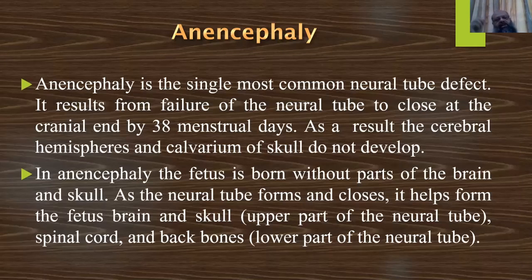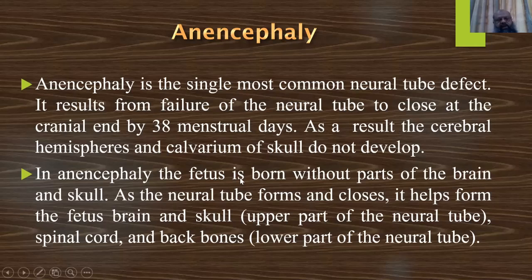The first anomaly is anencephaly. It is the single most common neural tube defect. It results from failure of the neural tube to close at the cranial end by the 38th menstrual day, 38 days from the last menses. As a result, the cerebral hemispheres and the calvarium of the skull do not develop. Skull and cerebral hemispheres are not formed.